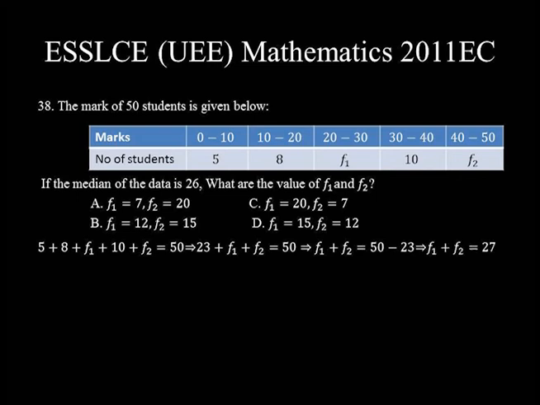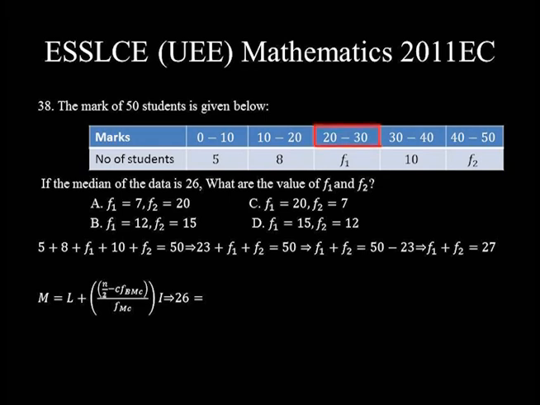The second equation can be derived from the formula of median. Median is equal to lower class boundary of the median class plus the number of students divided by 2 minus cumulative frequency of the class below the median class divided by the frequency of median class times the class interval. The median is given as 26, which is between 20 and 30. The median class is the class of 20 up to 30.